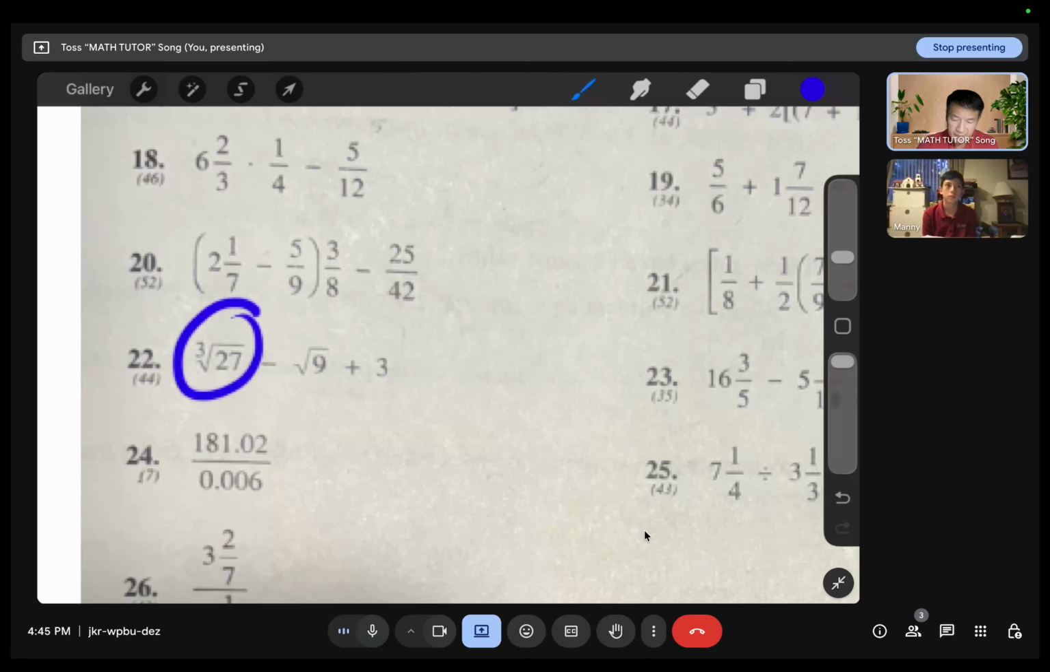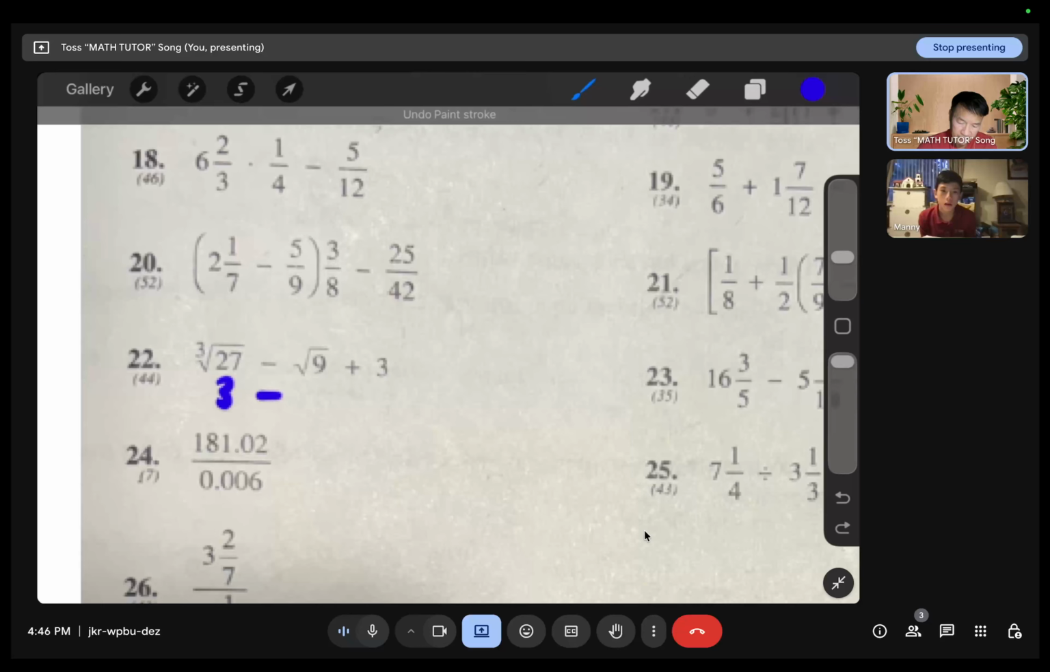What is the answer for this one? 3. 3 and minus. What about that one?